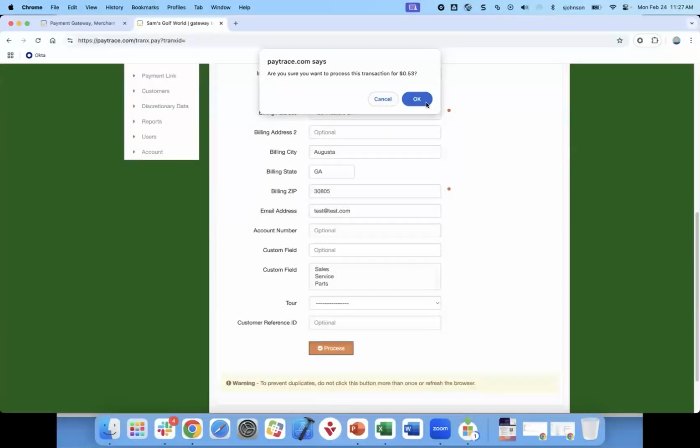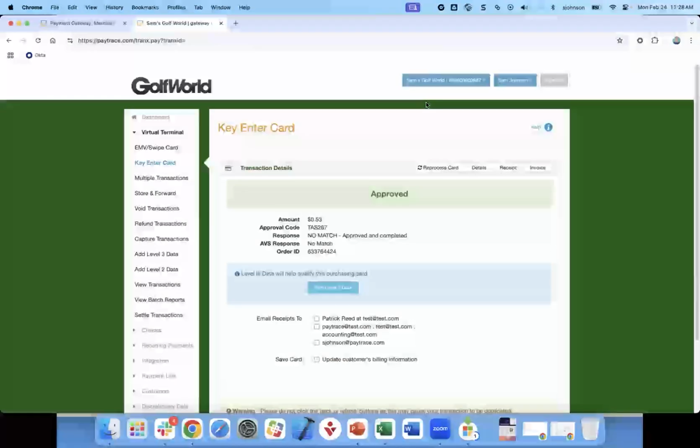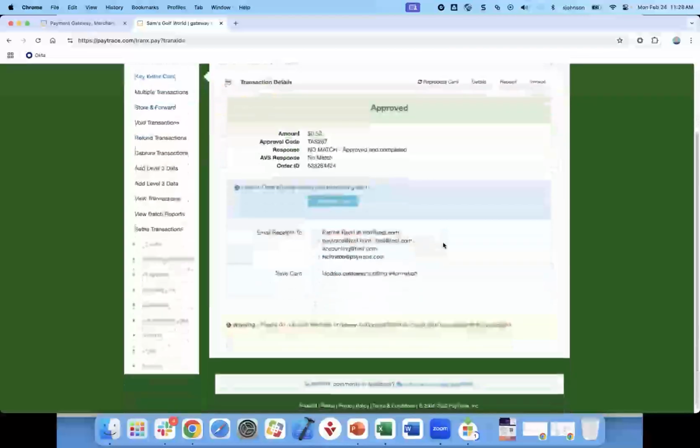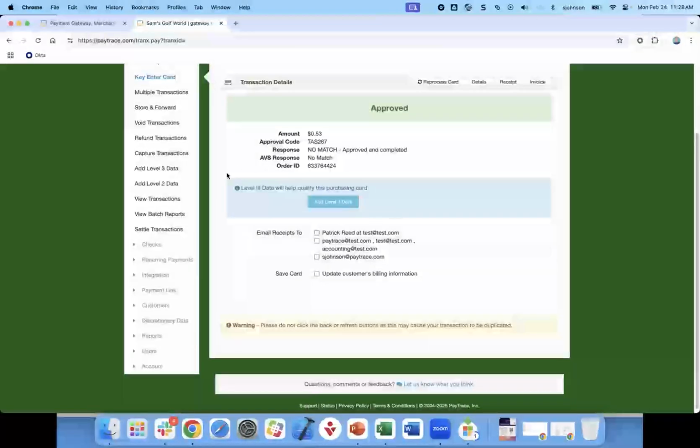Now keep in mind, I'm not adding in any of that additional level three data that we saw earlier, that summary information, that line item detail, right? I'm doing the basics. Now, that transaction's going to approve, right? It's authorized. However, notice this blue field that shows up. This is PayTrace essentially recognizing that this is a purchasing card and that level three data will help qualify this transaction for the lowest possible rate.